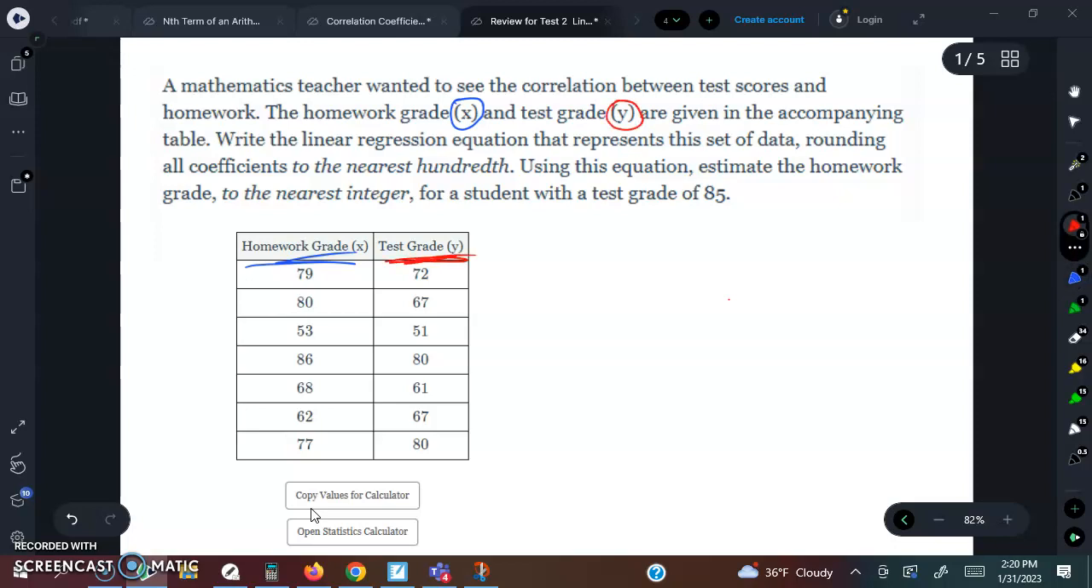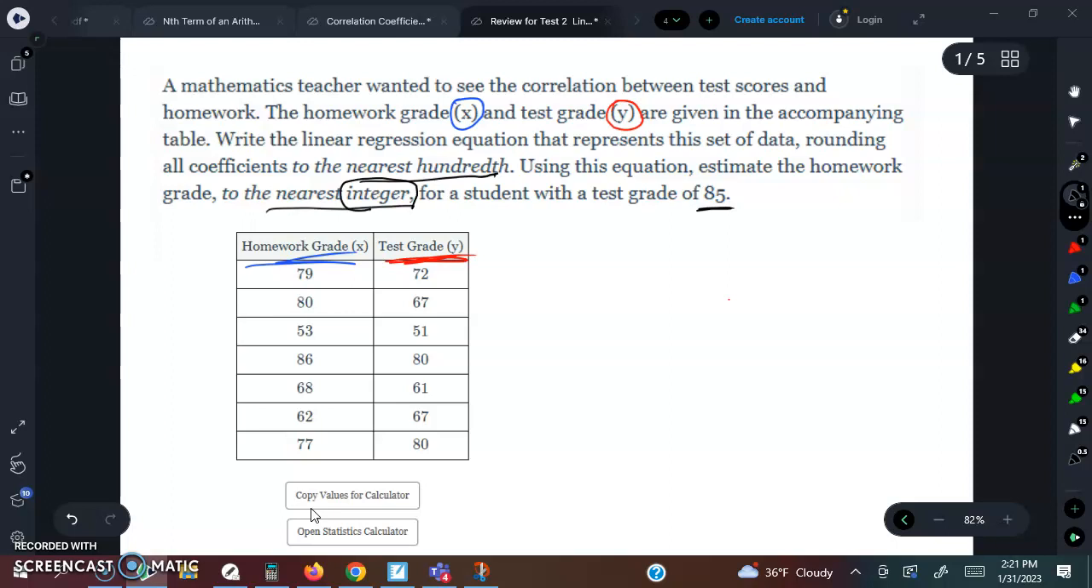Alright, the data are given to accompany the table. Write the linear regression equation that represents the set of data, rounding all coefficients to the nearest hundredth. Okay, keep in mind we're rounding to the nearest hundredth for the coefficient. Using the equation, estimate the homework grade to the nearest integer. And if you see something that says integer, they mean whole number. Whole number. Okay, for a student with a test grade of 85.